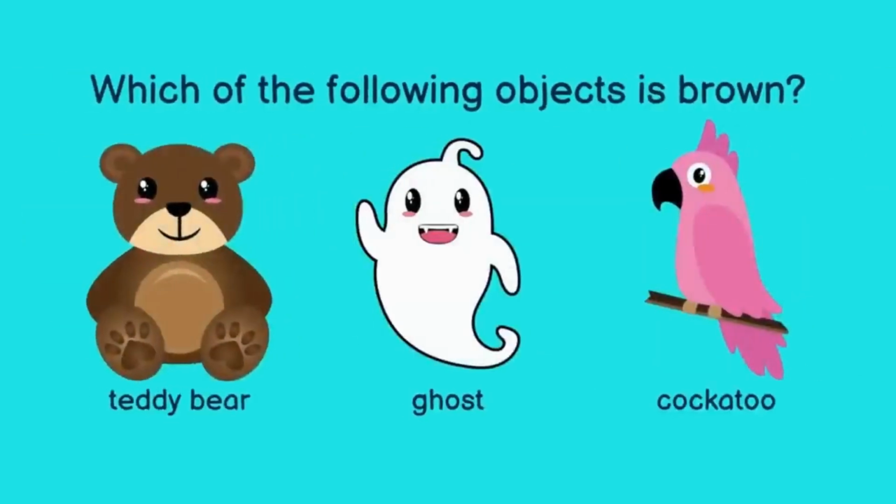Which of the following objects is brown? Is it the parrot? No, the parrot is pink. Is it the ghost? No, the ghost is white. Is the bear brown? Yes, the bear is brown.